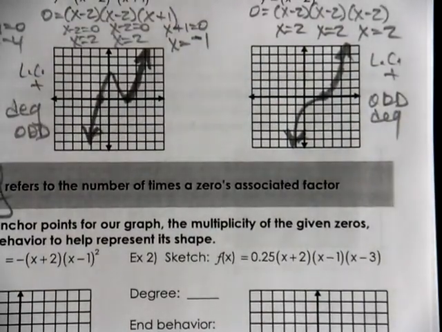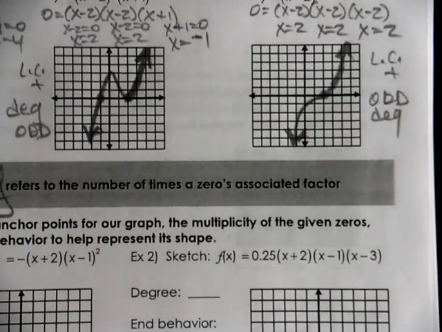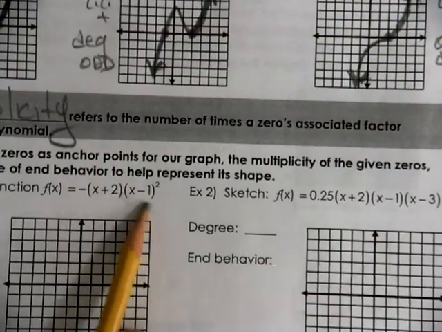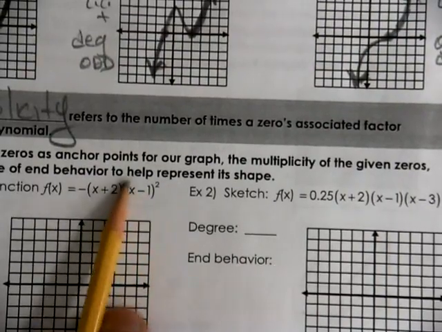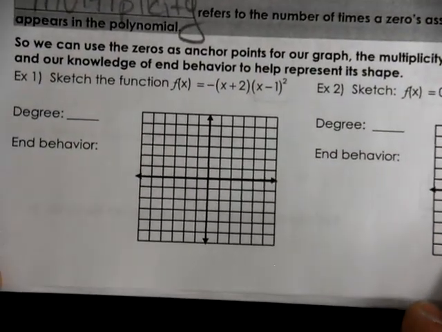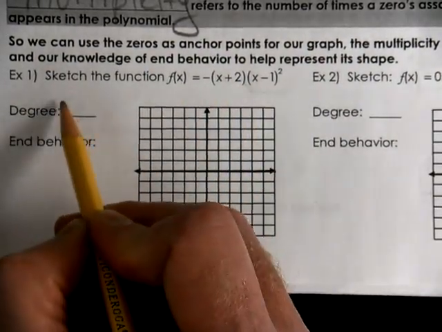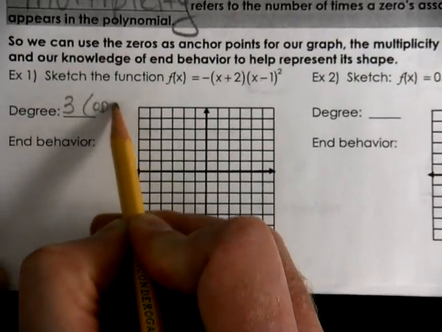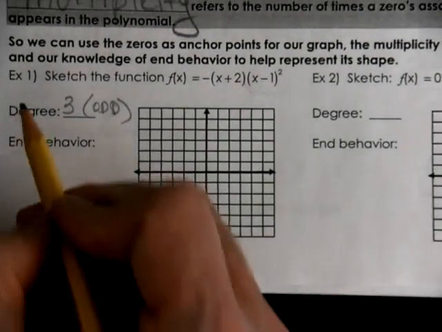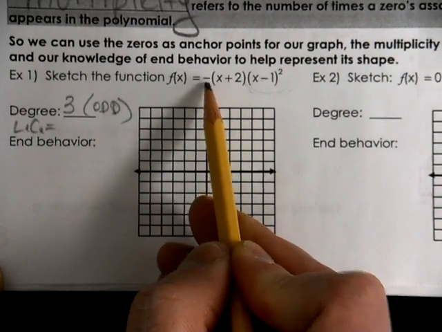Refers to the number of times the zero associated factor appears in the polynomial. So if you notice that this is a square, the multiplicity of this factor is 2. We look here and we see the degree is going to be 3, but maybe more importantly, it is odd. It's an odd degree. We know that the leading coefficient is a negative.